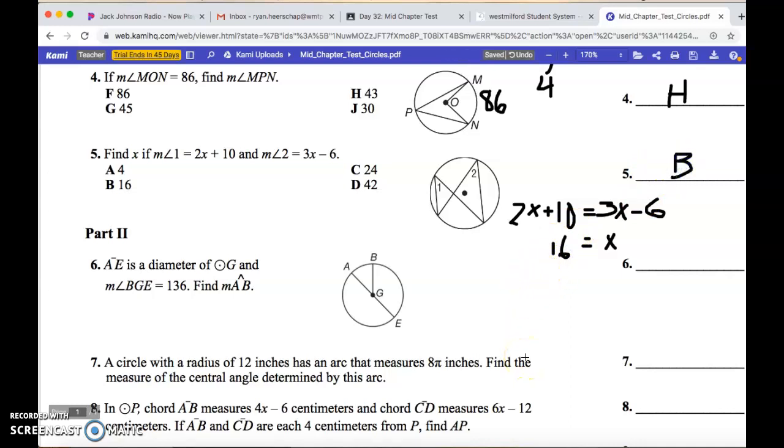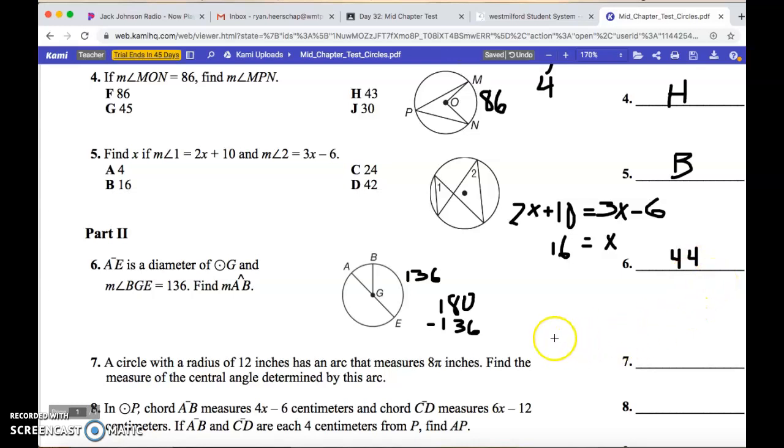Now these do get a little bit more complicated as you go further, for part 2. So AE is a diameter, so you've got that. BGE is 136. So remember, if this angle is 136, this arc is 136, right? But arc AB is this other piece, and if you have a diameter, it's all 180. So take 180 and just subtract your 136. You're going to get 44. All right, so 44 is your arc measure for this one, arc degrees, so 44.